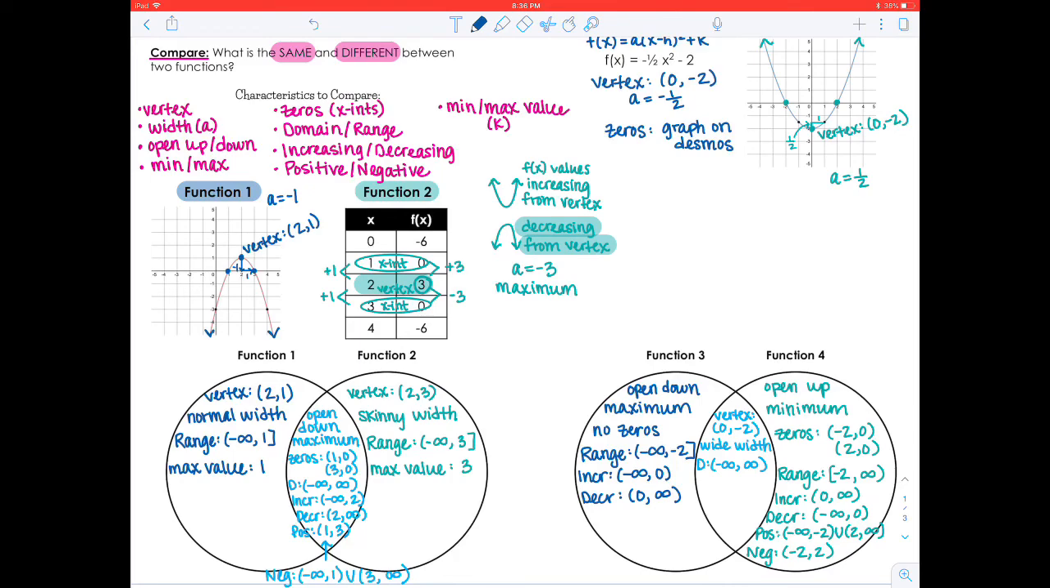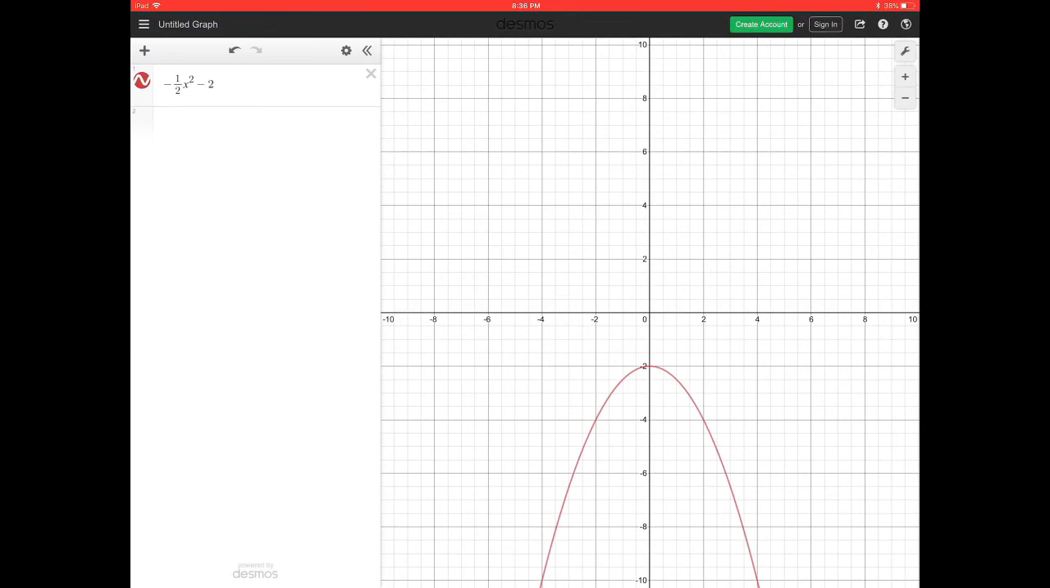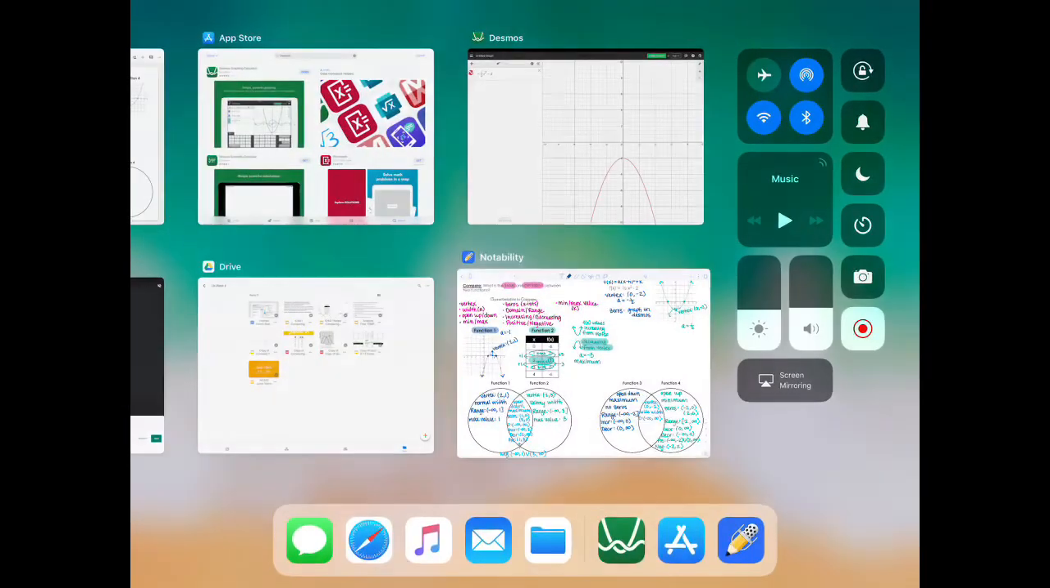So now let's look at positive and negative. Is this graph ever positive? Does it ever lie above the x-axis? And I don't see that it does. The entire parabola is below the x-axis in the negative region. So this one actually doesn't have any interval that's positive. It's all negative for every single x value. So from negative infinity to positive infinity, the whole graph is negative.